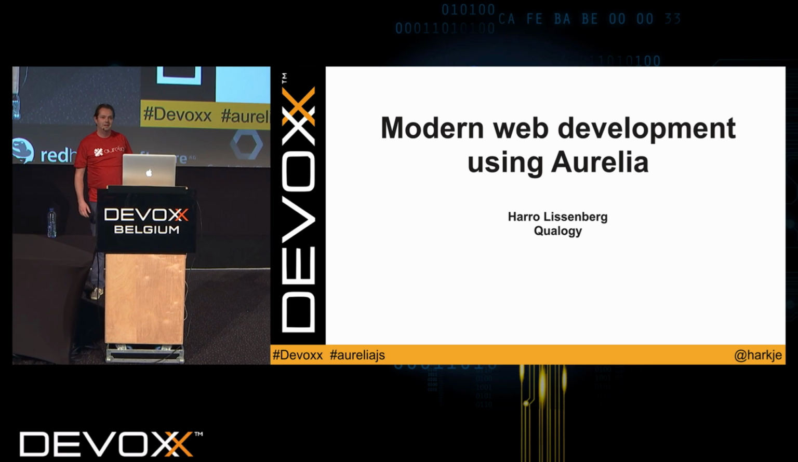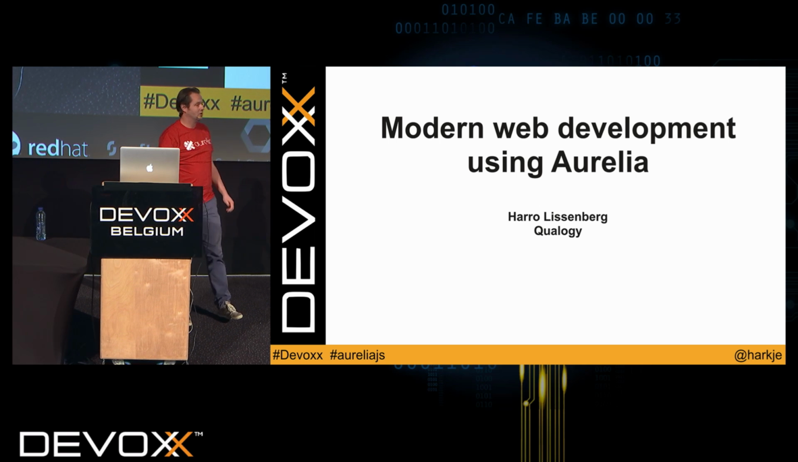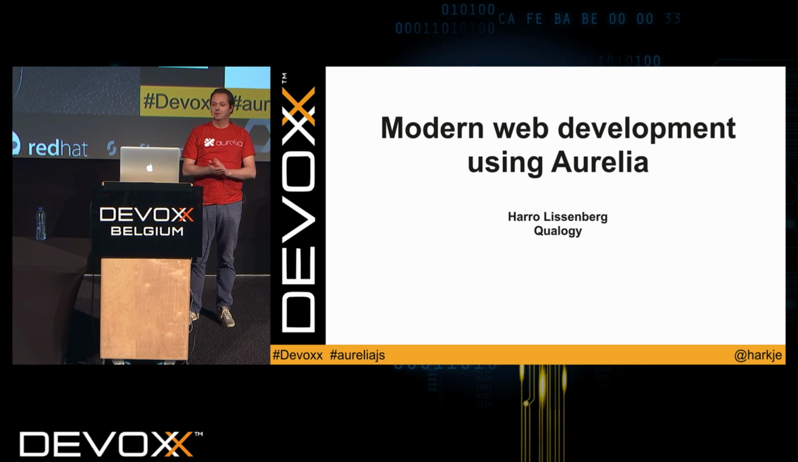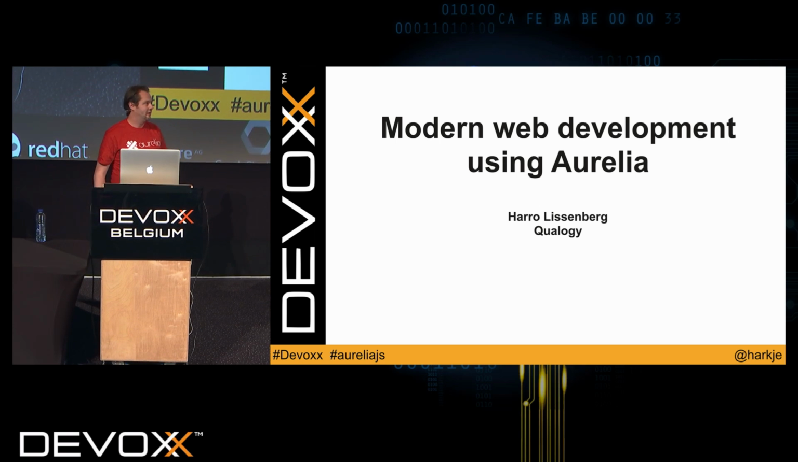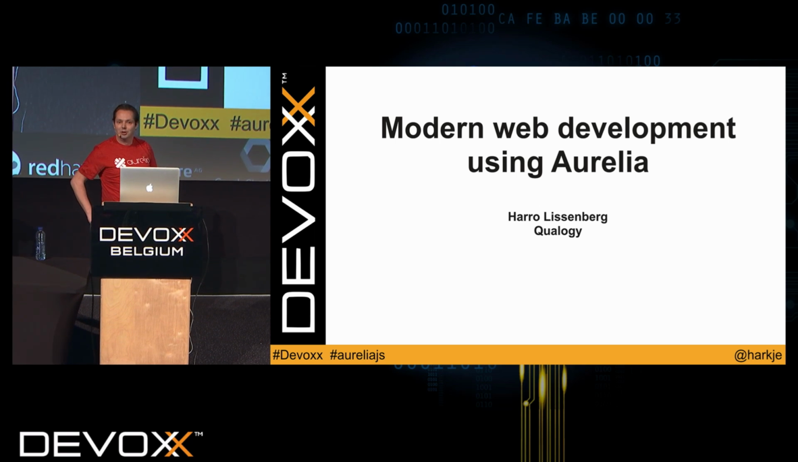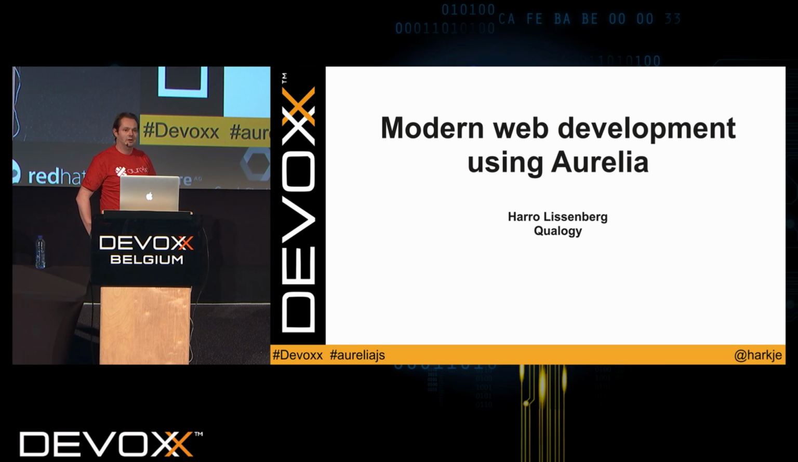My name is Harro Lissenberg. I'm a Java developer for Quality. I'm going to talk here today about Aurelia. It's a JavaScript framework, and I think it's a good competitor in the current space, which is pretty crowded with a lot of different choices.